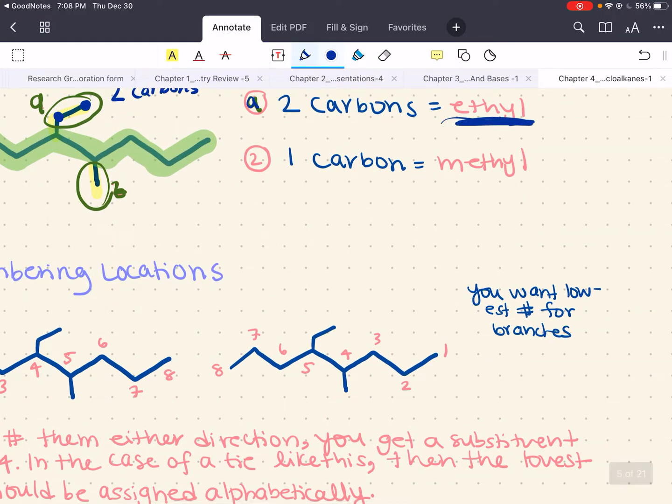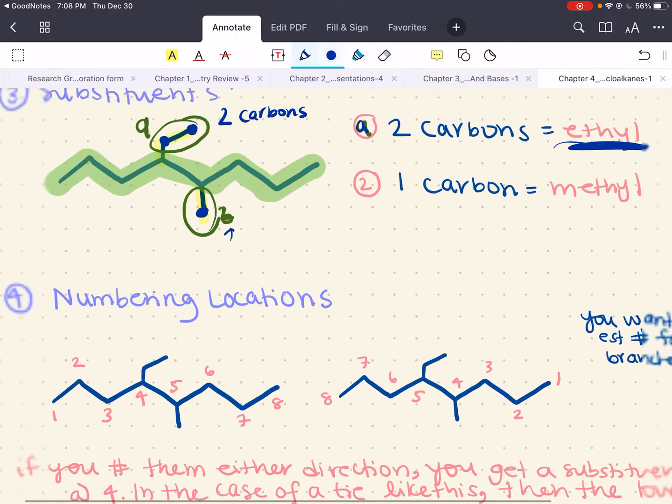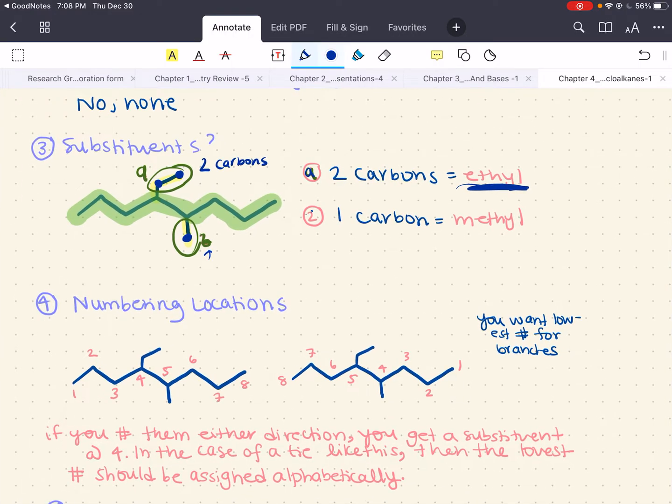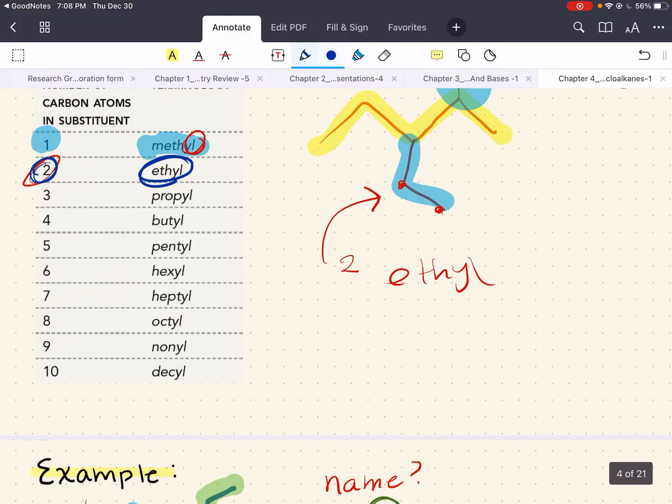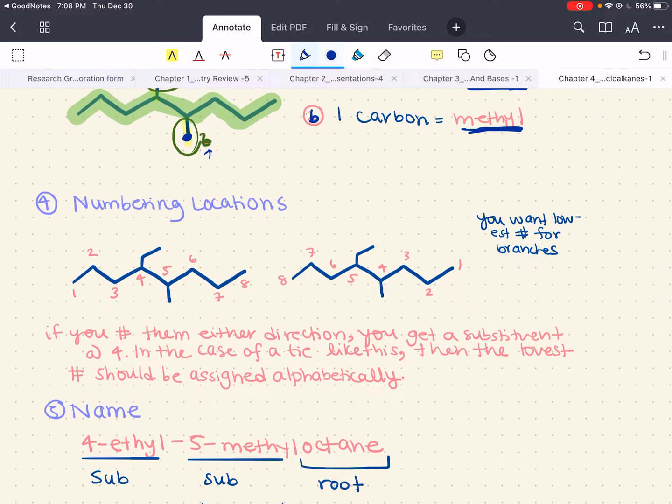All right, now this branch B has only 1 carbon coming off of the parent chain. So we're going to say B has 1 carbon. We're going to go back to our table. A 1 carbon substituent gets the name methyl. So we're going to go ahead and write that down. Beautiful. Okay, so we have 1, 2, and 3 all done. Now we're going to move to our last step before we begin to assemble the name.